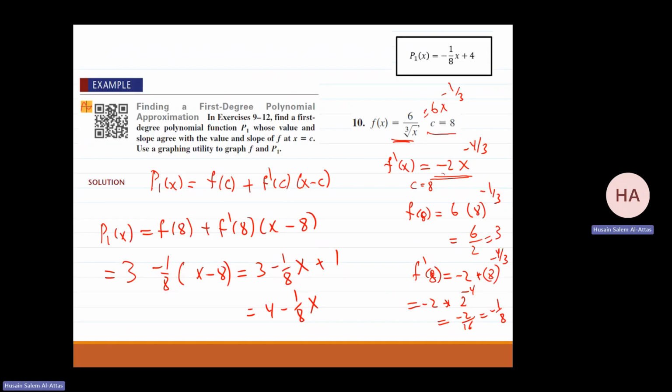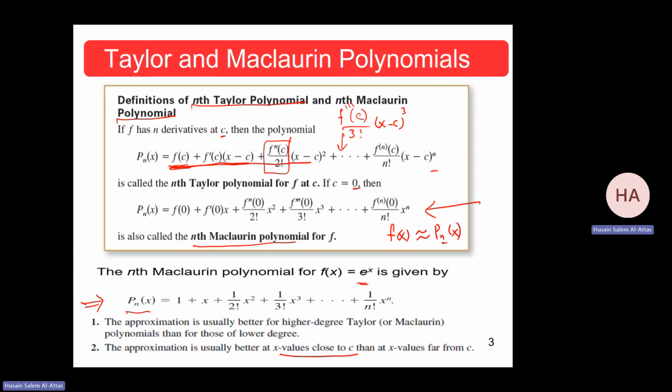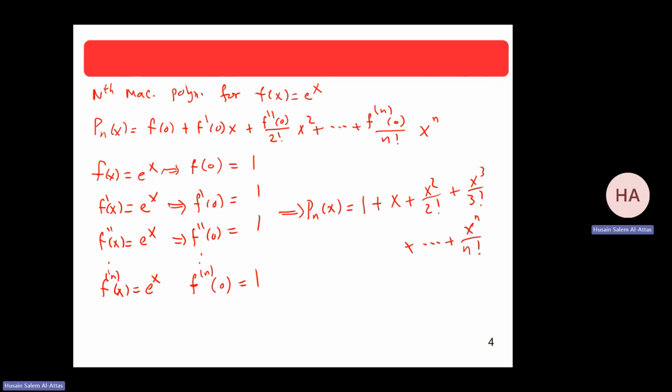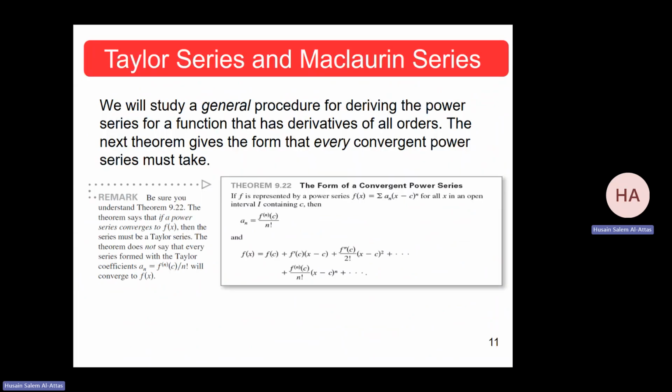Okay, so that will be 9.7, which is, I think, very clear. You just have a formula, you just apply it. You just need to find the derivative. Okay, now we'll go to 9.10. What do we have in 9.10?